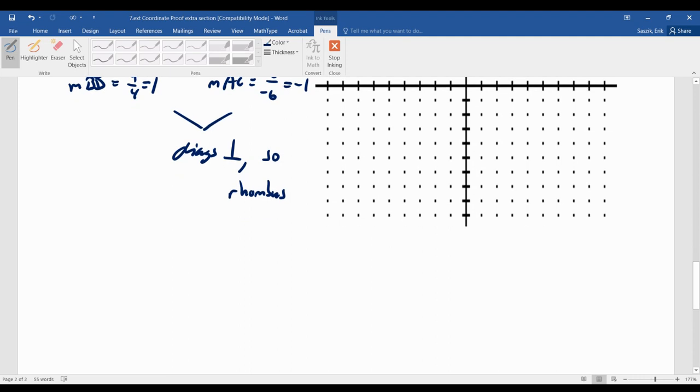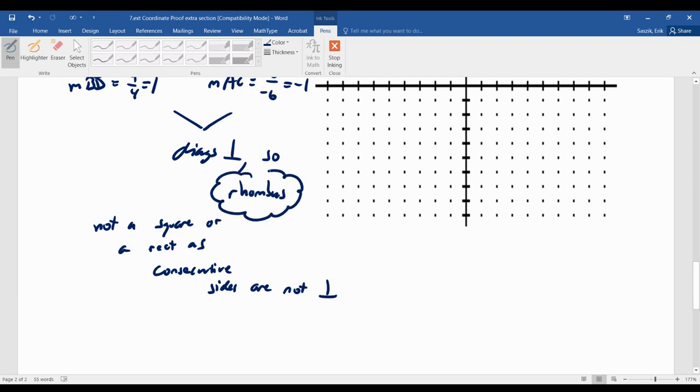I don't know if it is a square. Let's check it out. Well, actually, we already know it's not a square, right? But we should explain that. It's not a square or a rectangle as consecutive sides are not perpendicular. So that means our answer is rhombus. But don't just stop there. Say why it's not the next thing. Okay?